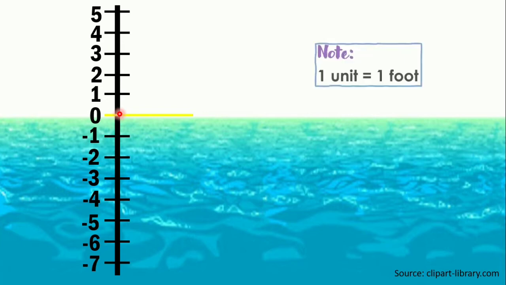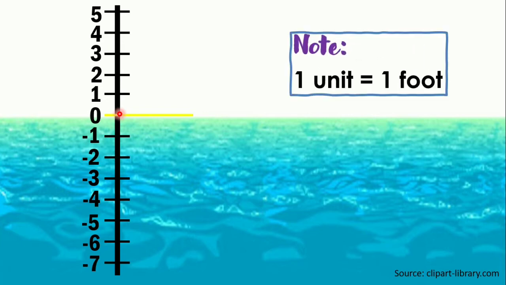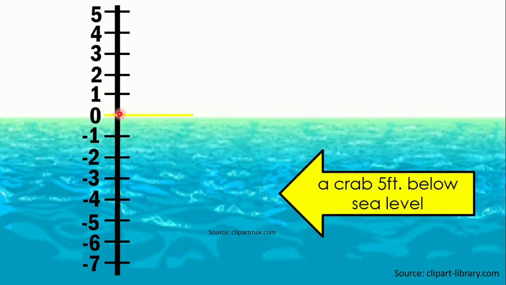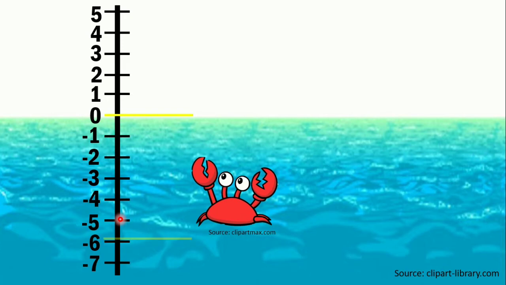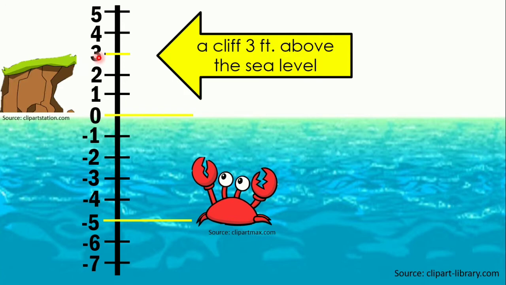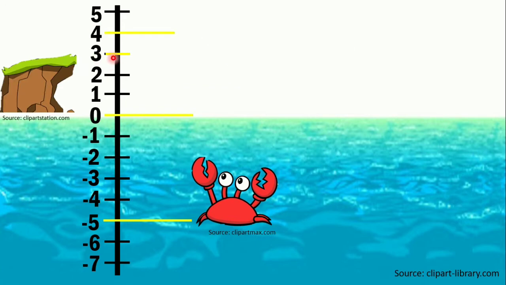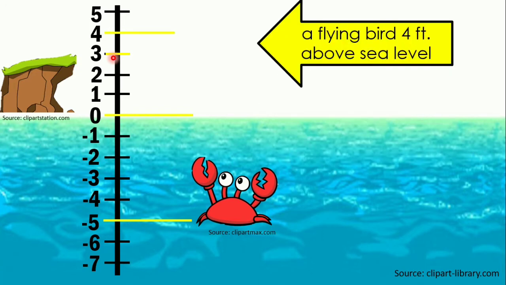So let's start. Remember that 1 unit is equivalent to 1 foot. So first, let's have a crab 5 feet below the sea level. So let's have the crab here. Okay, 5 feet from 0. Next, let's have a cliff 3 feet above the sea level. Next, let's have a flying bird 4 feet above the sea level.